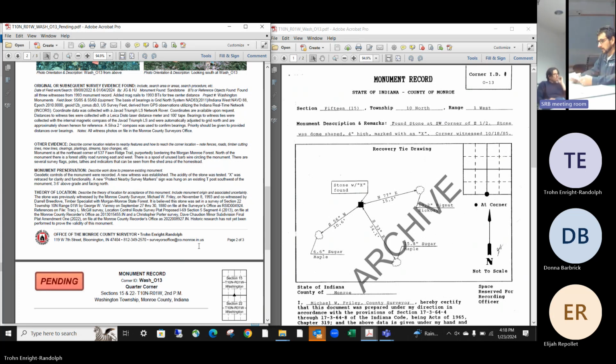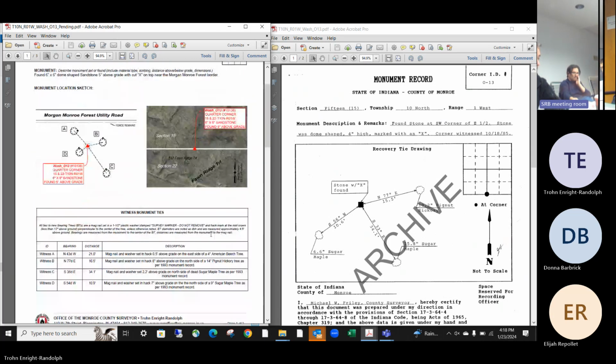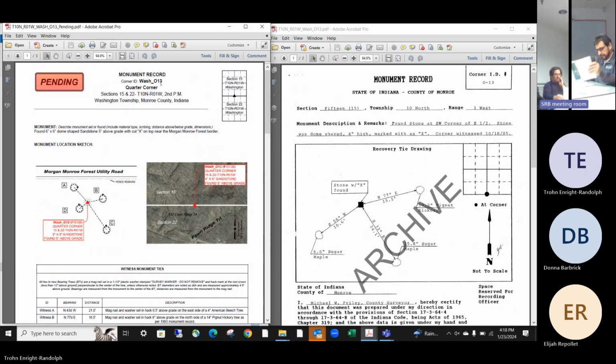Gotcha. So, motion to approve Washington 013. Okay, second. We have a motion and a second. I will go ahead and do a voice vote. All in favor, say aye. Aye. Aye. Awesome. Opposed, same sign. Hearing none, Washington 013 is approved.